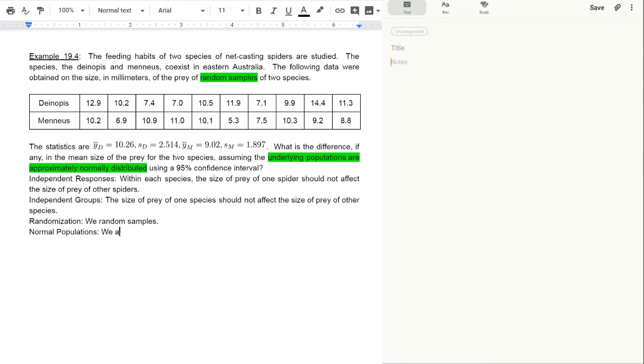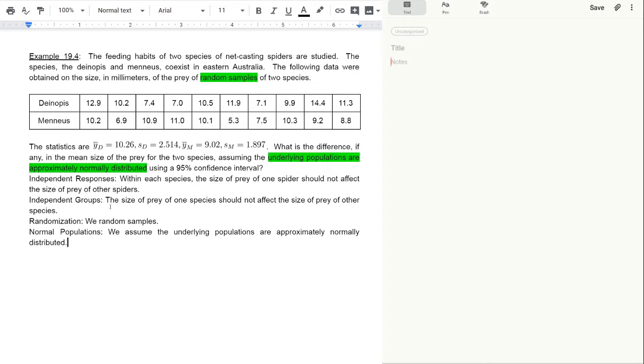So we assume the underlying populations are approximately normally distributed. This is important because our sample sizes are smaller than 30, and so we do need to have that the populations are normal.